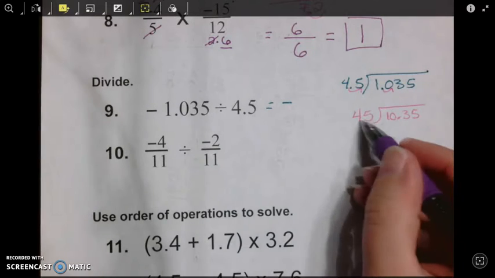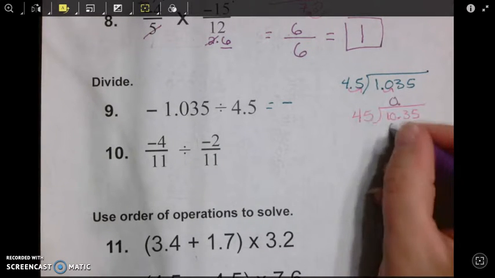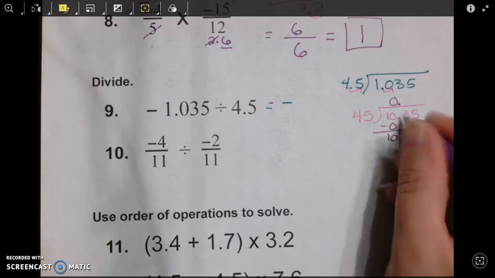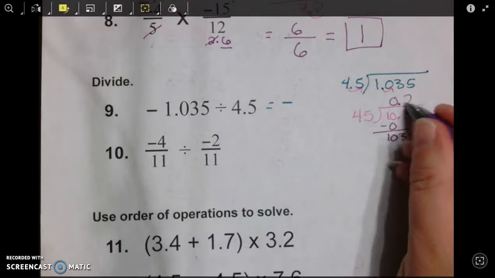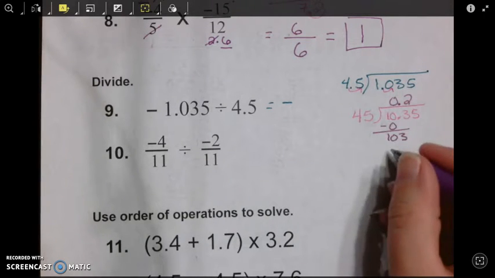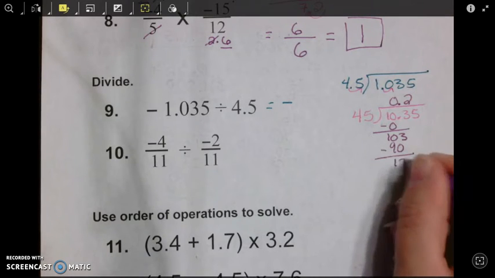Alright, so 45 goes into 10 0 times, and the decimal goes after. 0 times 45 is 0, and we subtract, bring down the 3. 45 goes into 103 2 times. 2 times 45 is going to be 90. So we subtract, get 13.